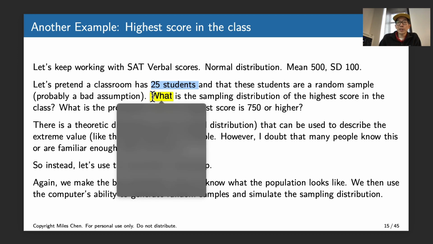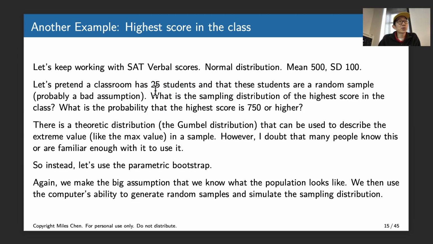I'm going to ask, what is the sampling distribution of the highest score in the class? Is there a theoretic distribution we could even use for that? And here's another question. If you have a random sample of 25 students, what is the probability that the highest score in your class is 750 or higher? 750 would be considered a good score, 2.5 standard deviations above the mean. What's the probability that the highest score is going to be 750 or higher?